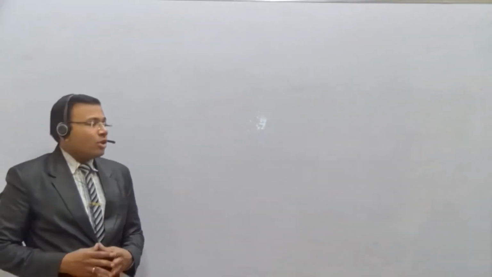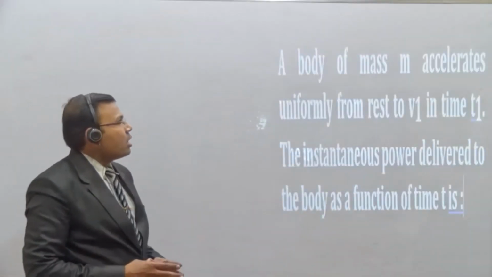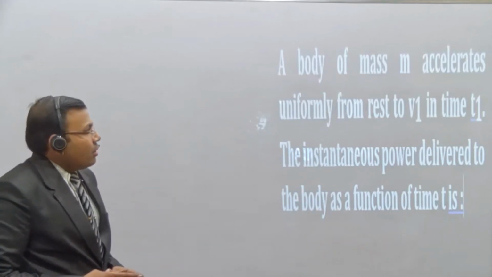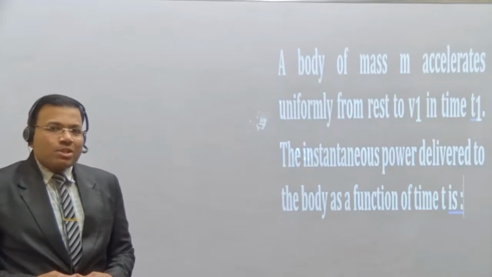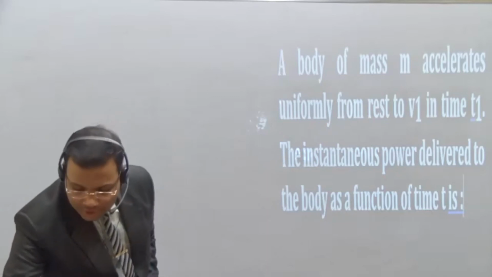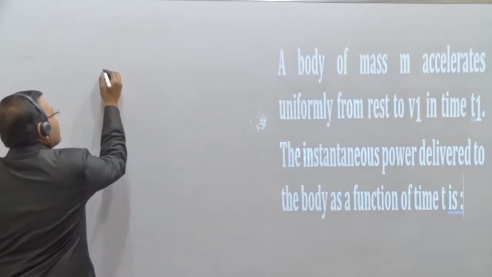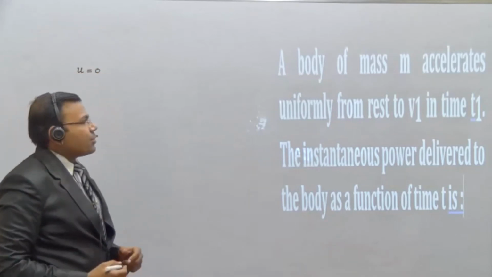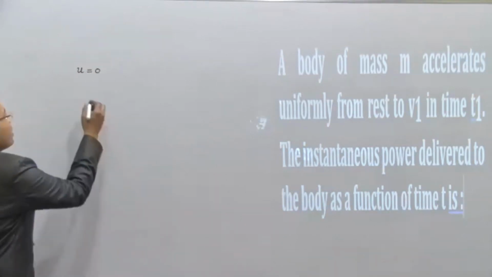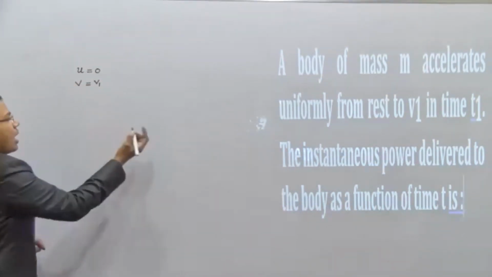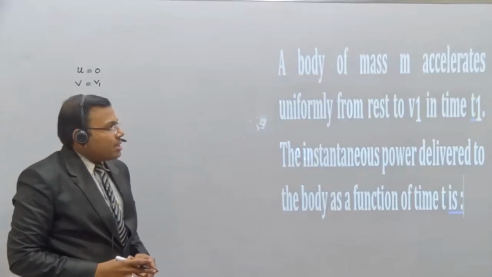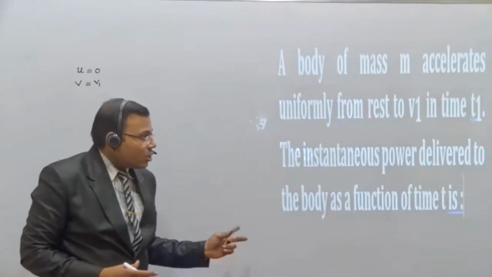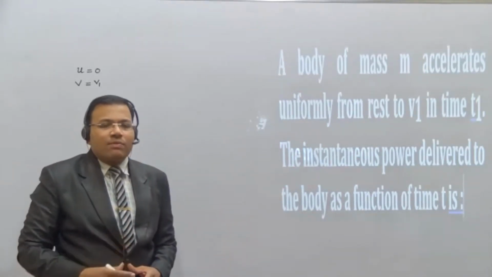Now, students, let us move to the next question. A body of mass m accelerates uniformly from rest to v1 in time t1. From rest means its initial velocity is 0, which I will write here. Final velocity is v1, so v is equal to v1, and time is t1. The question asks for the instantaneous power delivered to the body as a function of time t.